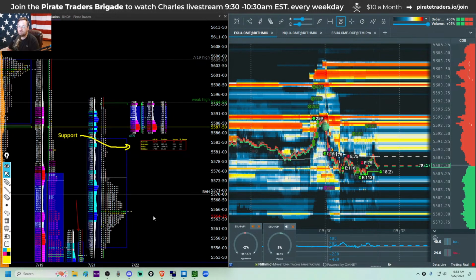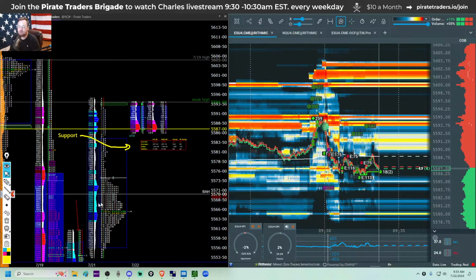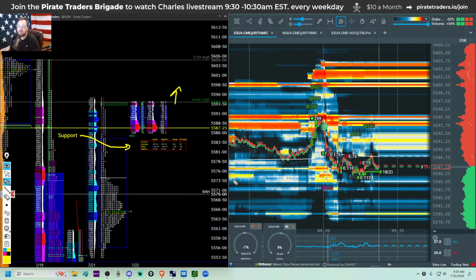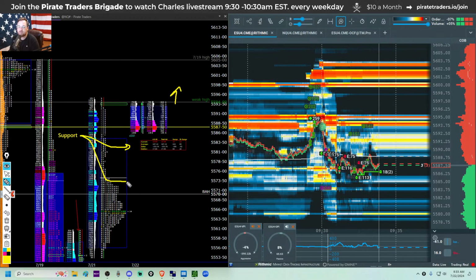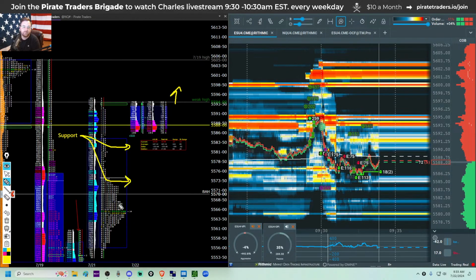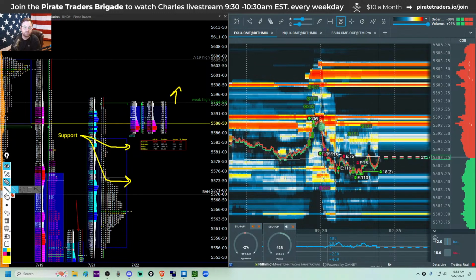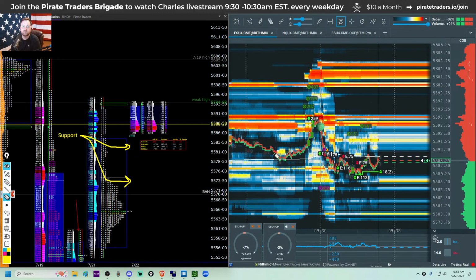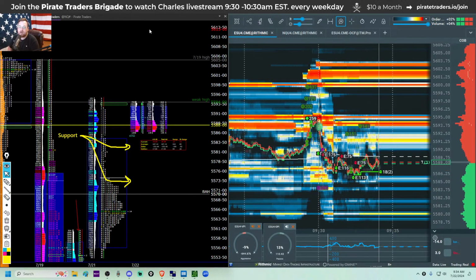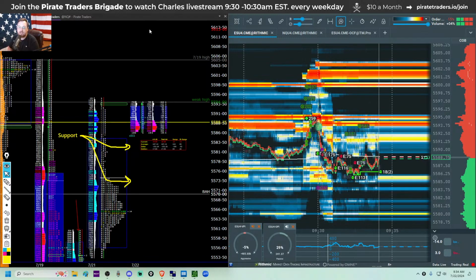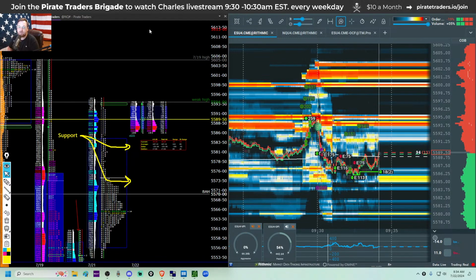So I'm looking for support and a bounce back up through the opening price to begin the momentum to the upside. If we don't get it, well then, more sideways, more chop, more grind. I see potential support around 55.83 and 55.73.